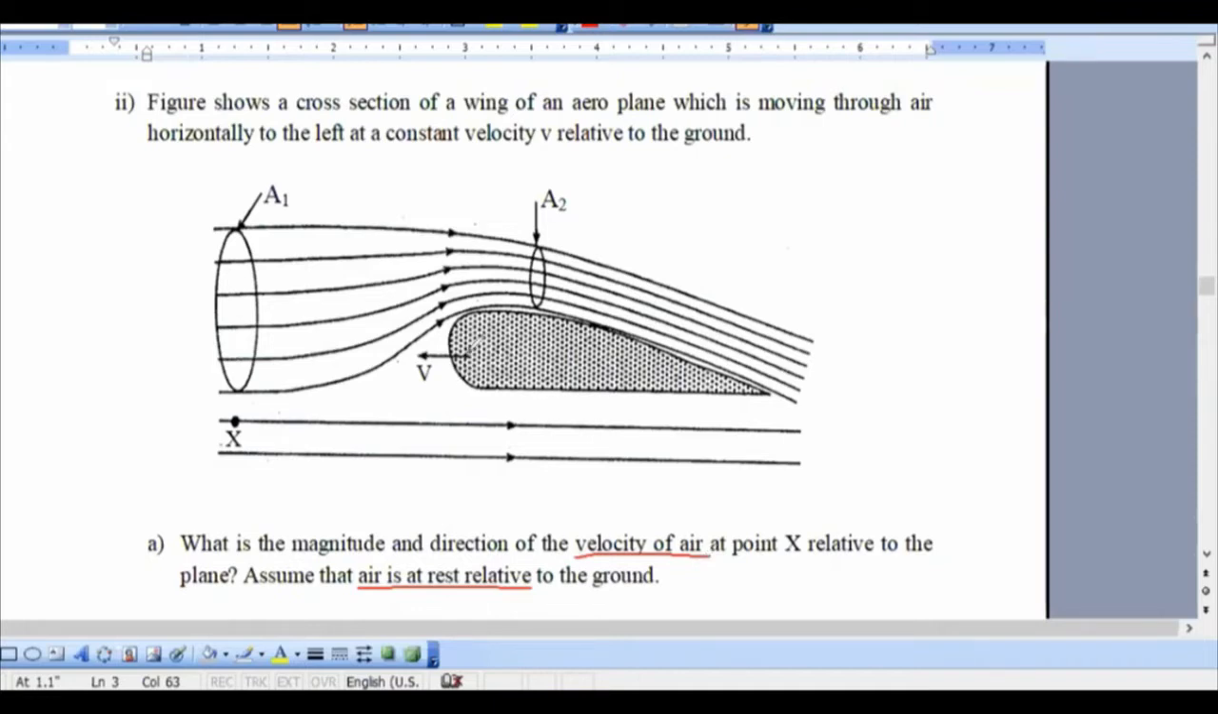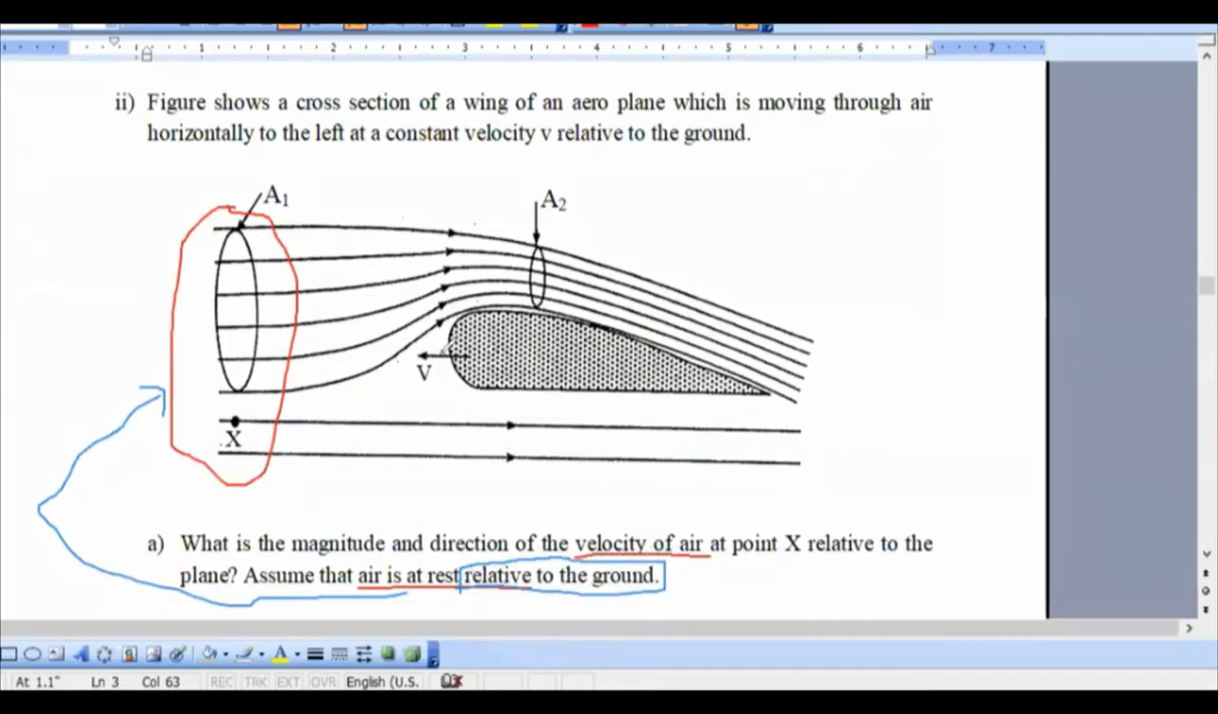Because the velocity has a direction. No. If air particles are at rest, what is the velocity of air particles in this circle here? Somebody please tell me. 0, because it is given that air is at rest relative to the ground. So the velocity of air relative to the ground is 0.